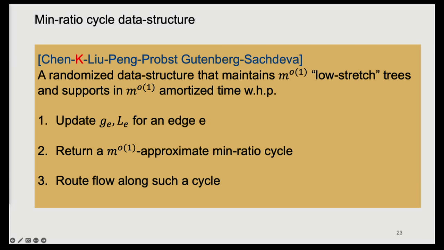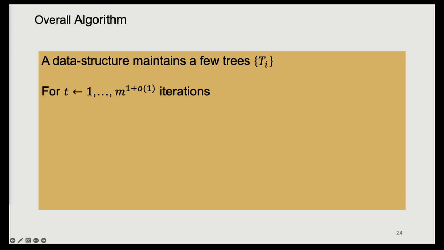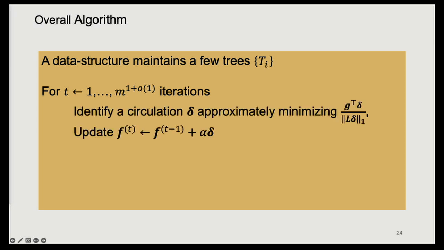But it turns out that as long as you're only sending flow along trees, you can have a data structure that will do it for you. Okay? Because we're sending the flow along a tree, there is a data structure that will keep track of how much flow you're putting on the tree edges in a cheap way. So you don't really pay for this. Okay. So the data structure maintains this small set of trees for us where we can find cycles.